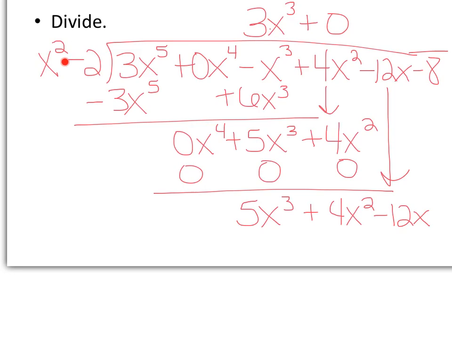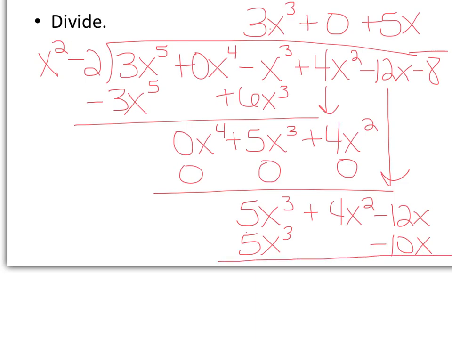So x squared times what gives you 5x cubed? That's 5x. So I'm going to put plus 5x. Now I'm going to multiply. 5x times x squared is 5x cubed. 5x times negative 2 is negative 10x. Change your signs. These are going to cancel. Bring down your 4x squared. Negative 12x plus 10x is negative 2x. And then you're going to bring down your negative 8.